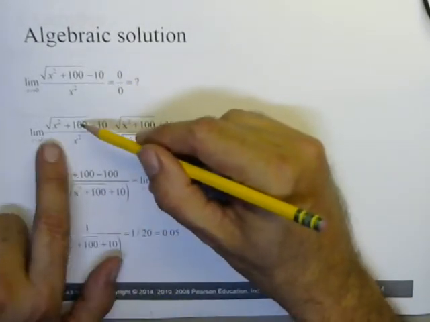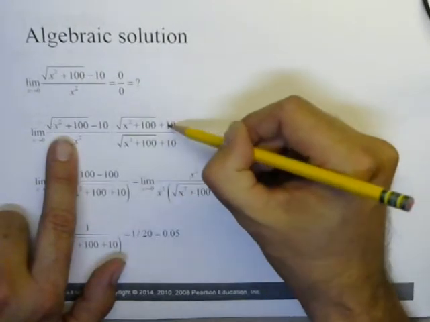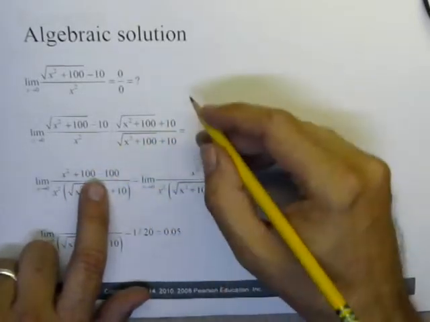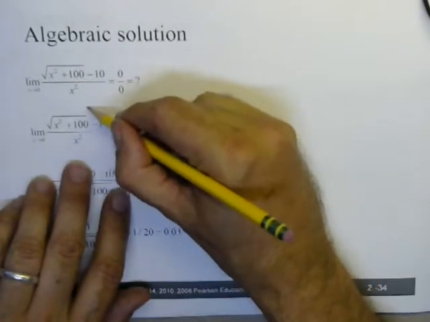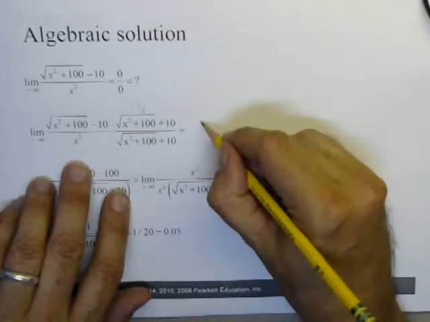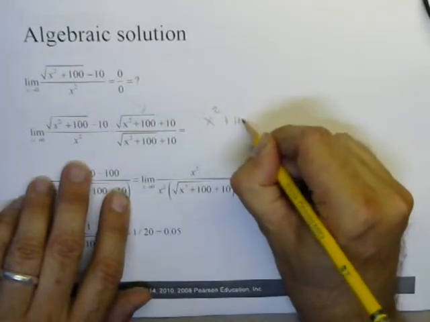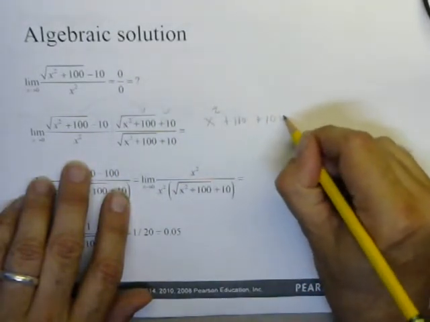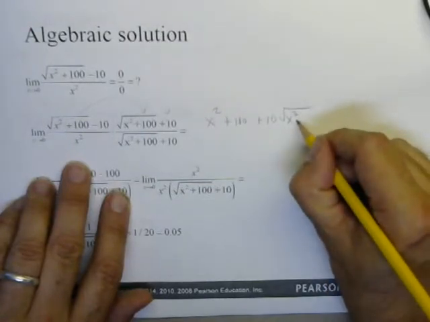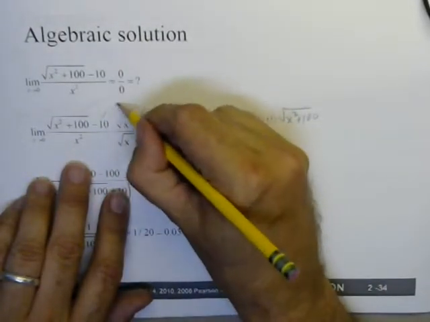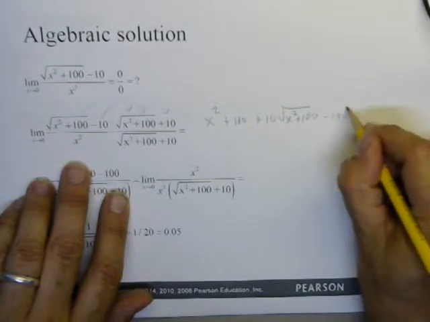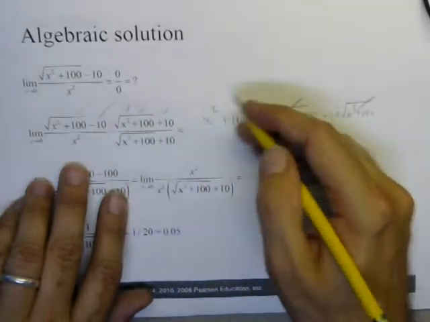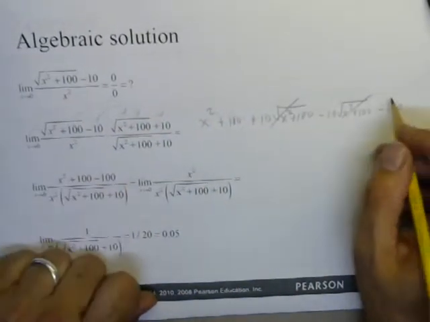If I FOIL everything out on the top, this is the form of (a minus b) times (a plus b), so that should give you something in the form a squared minus b squared. Let me work that out more carefully. If you take that times that, the square roots will cancel, and you'll get x squared plus 100. Then if I take this times the second term, I'll get plus 10 times the square root of x squared plus 100. But if I take this times this, I'll get minus 10 times the square root of x squared plus 100. So the middle terms will cancel. And then negative 10 times 10 gives me minus 100. So that gives me the top.